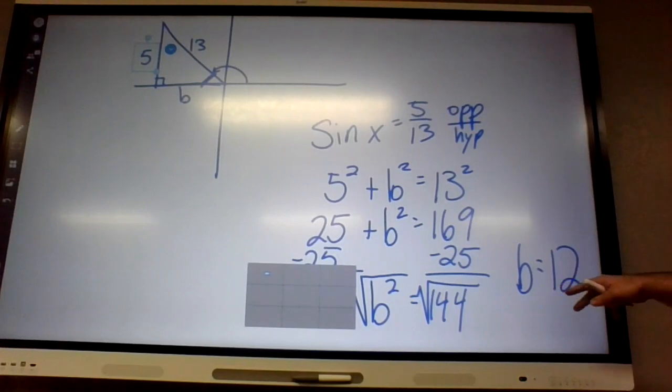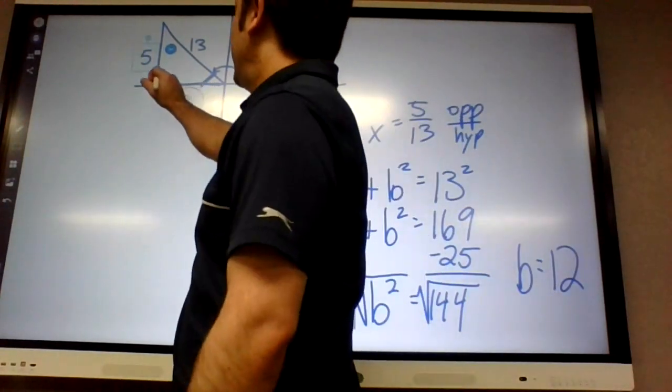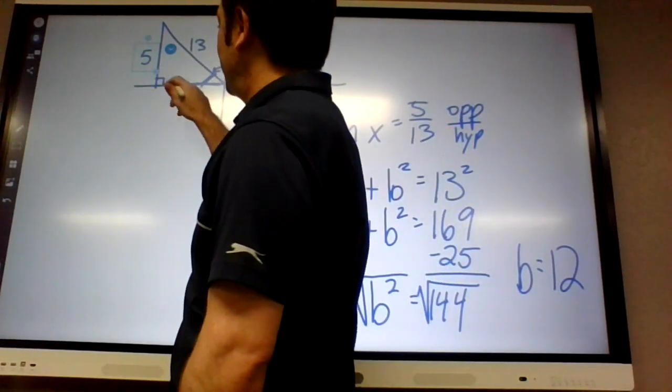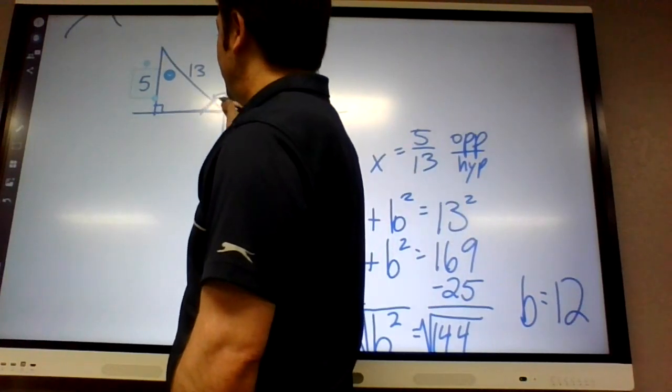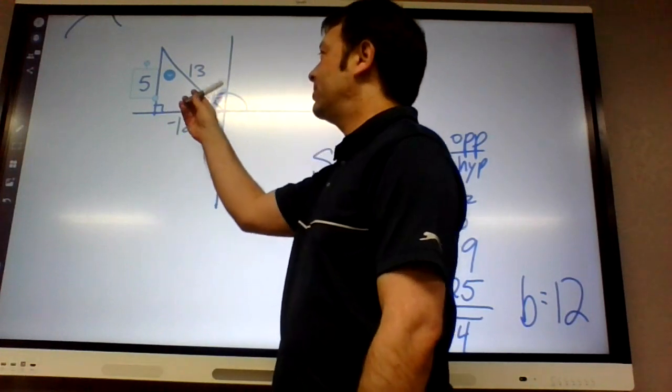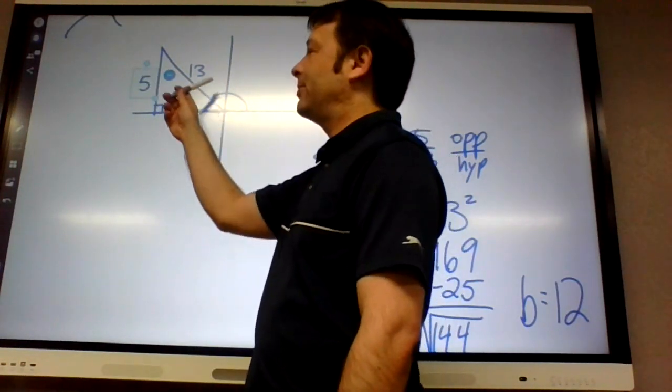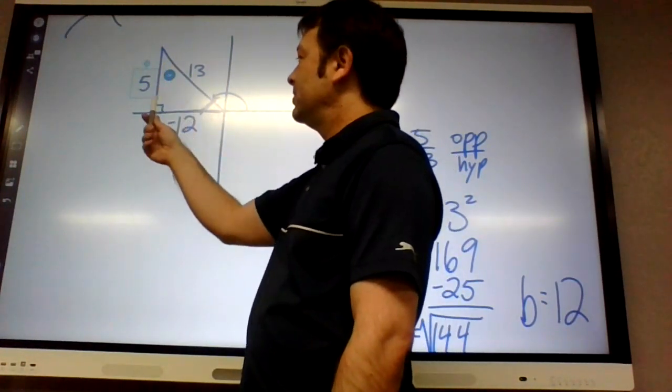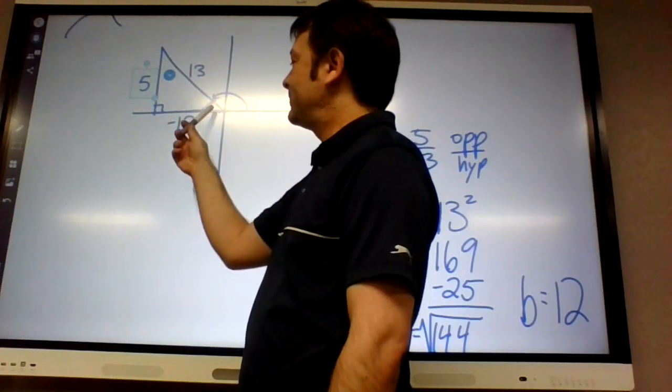Okay, anyway, I got B is 12. Here's the thing though, in the second quadrant, the x value is negative, so we should think of this as a negative 12. You always think of the hypotenuse or the r value as positive. But yeah, the x value is negative.